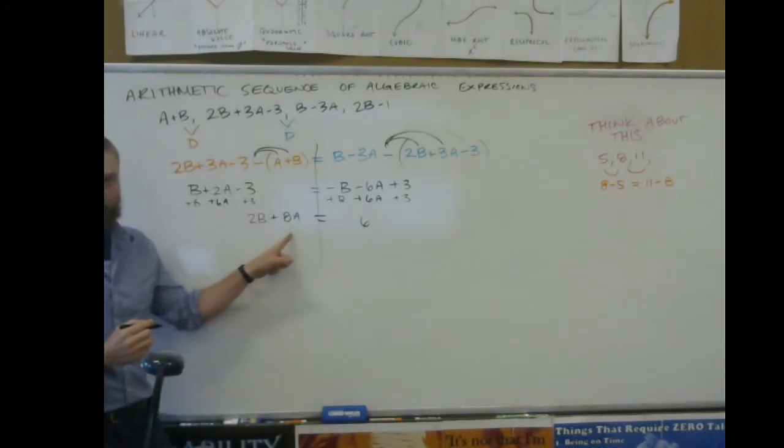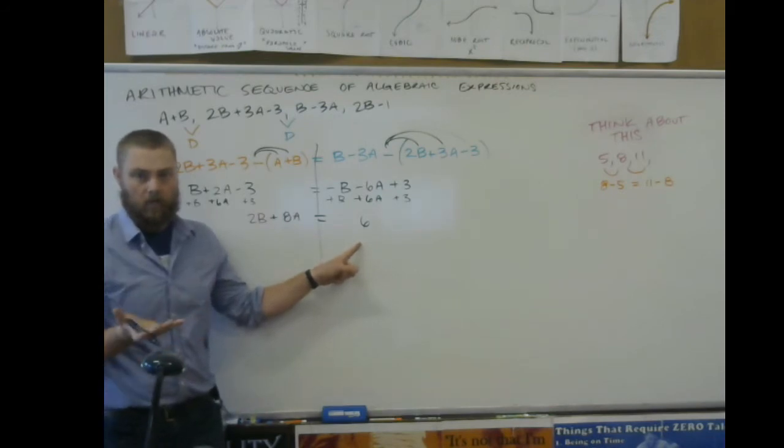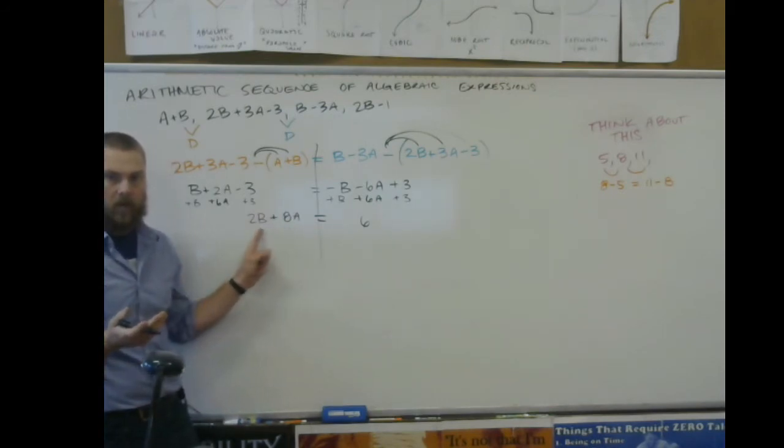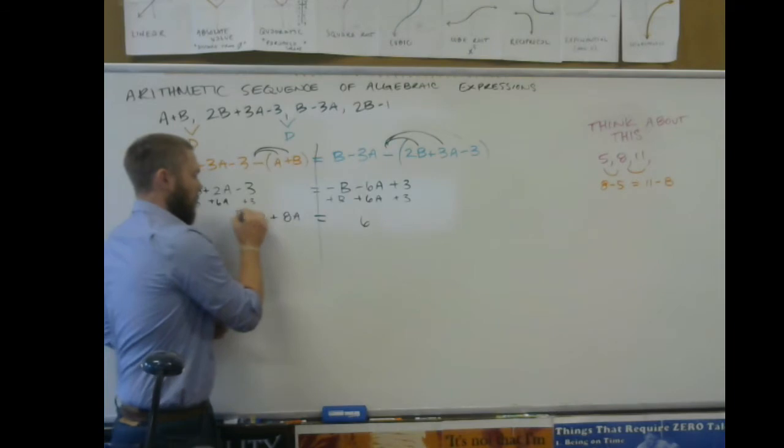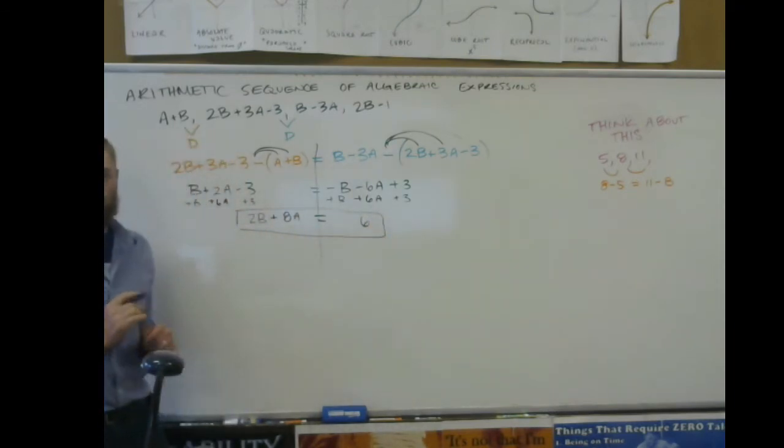2b plus 8a equals 6, and there's too many unknowns. That's a and b. We'll leave it for now. We're going to use it later, though.